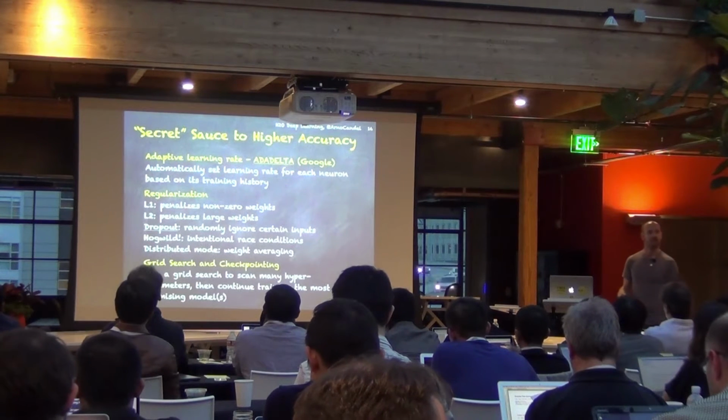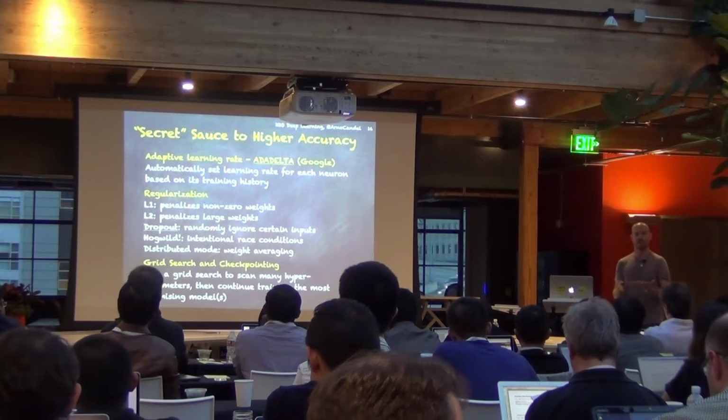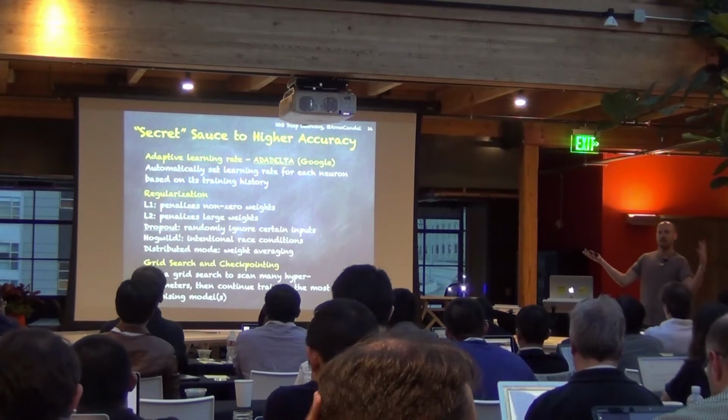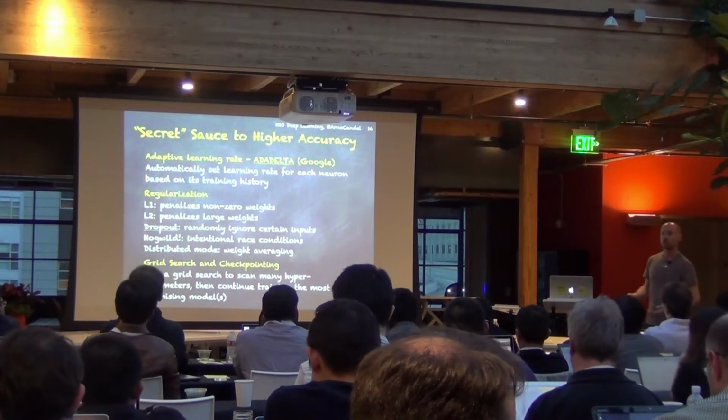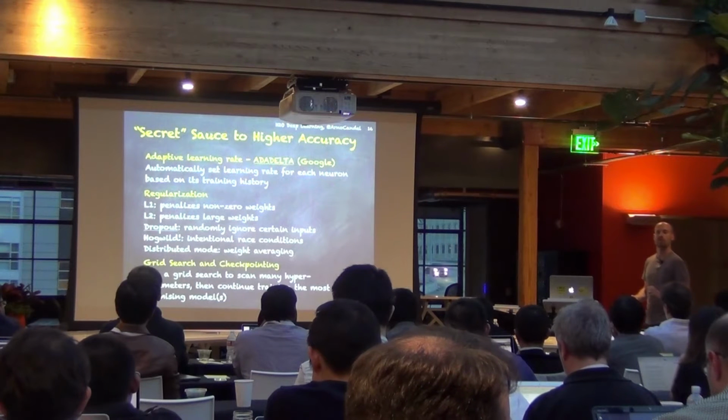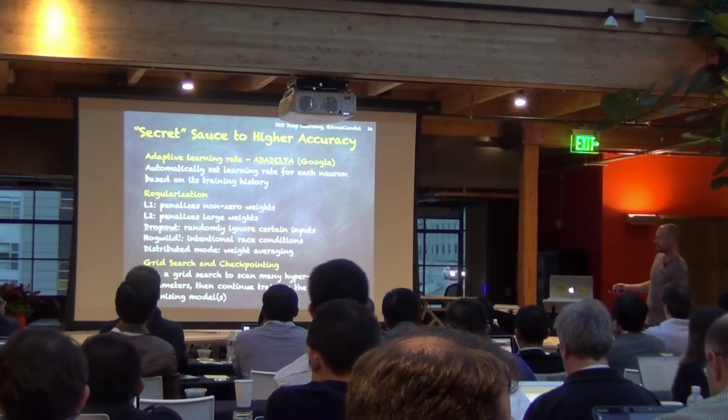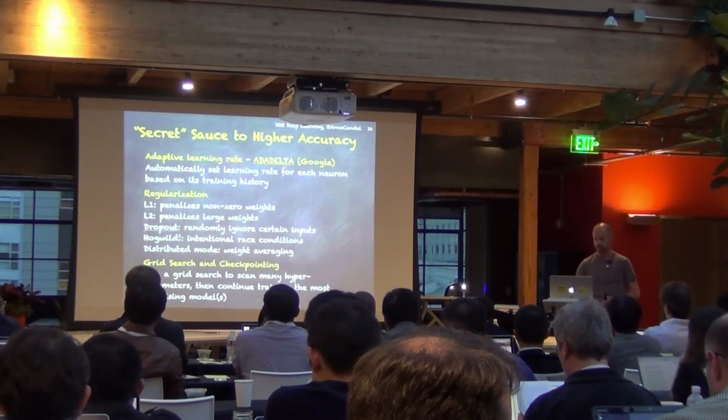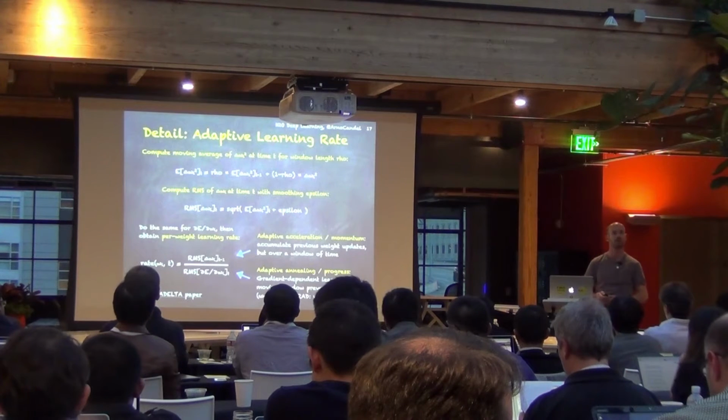Distributed mode itself is also some kind of generalization, right? Because you have n sets of weights that get averaged, so you're never really able to overfit too much. Then there's also grid search and checkpointing, all the stuff that you want to do for hyperparameter optimization.